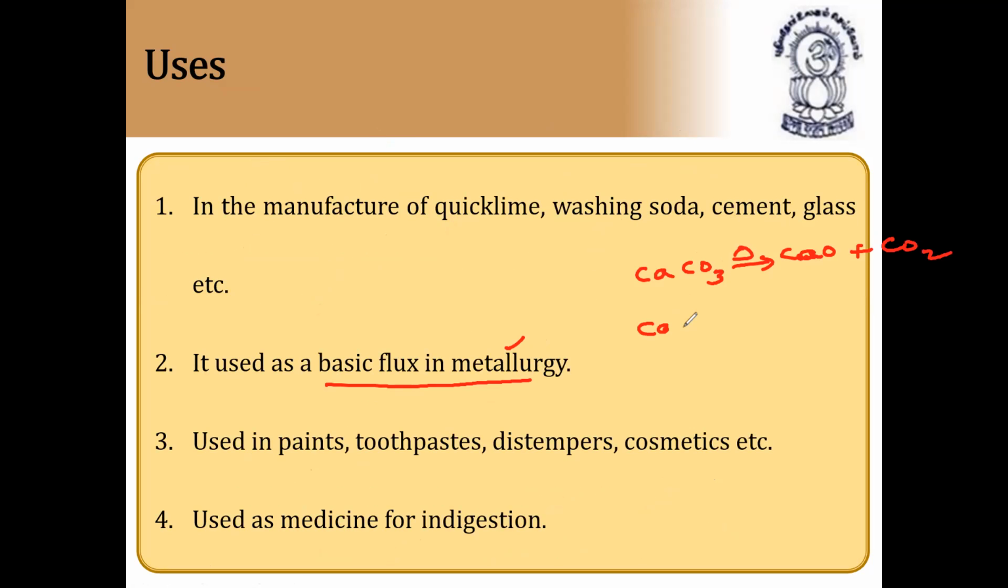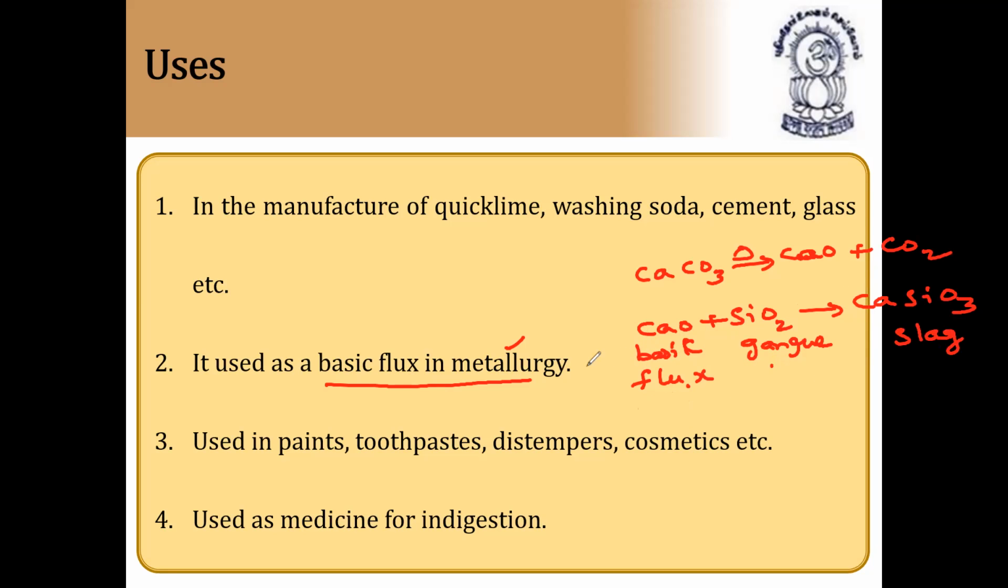And this calcium oxide combines with acidic impurity. Basic flux is used to remove acidic impurity. So it combines with silicon dioxide as impurity and forms calcium silicate. So that's why it is called flux plus gangue is equal to slag. Gangue means impurity. It is called slag. So flux plus gangue is equal to slag.